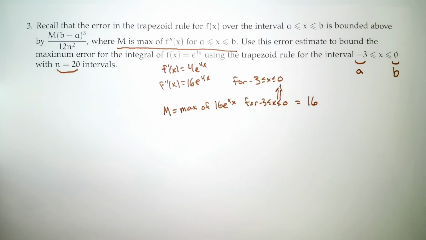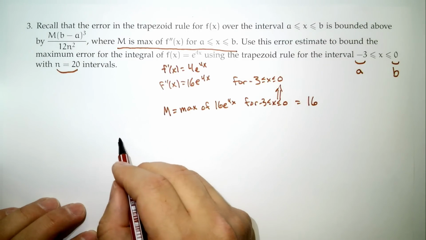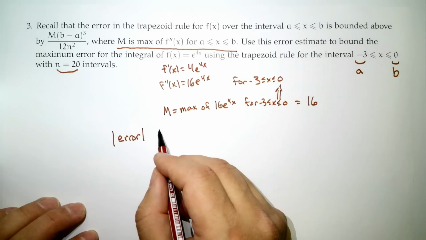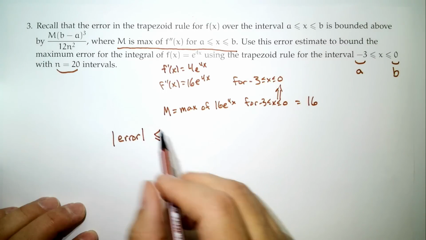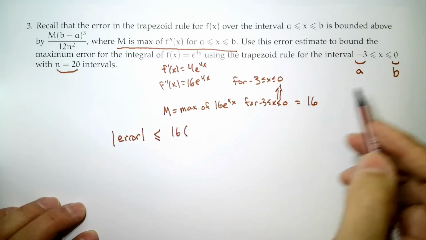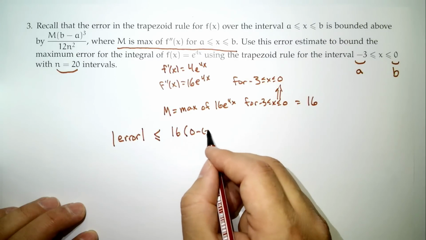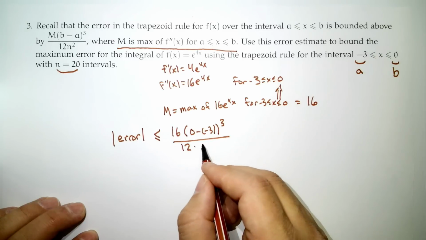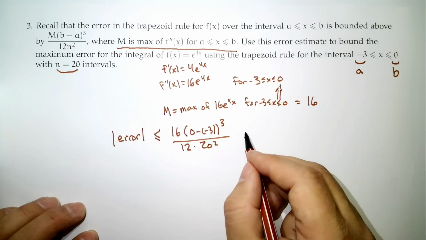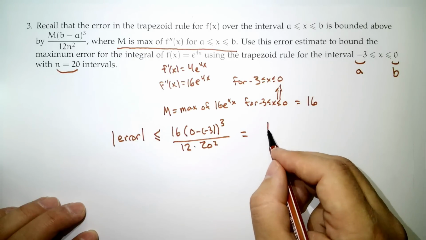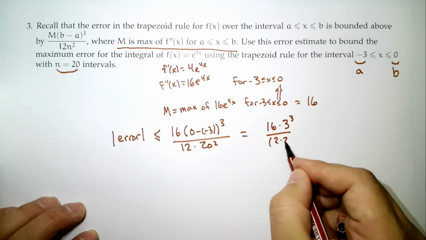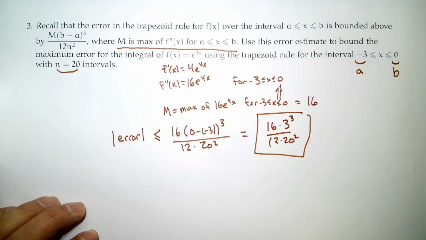So now our error, well, we can say the absolute value of the error is less than or equal to, we plug in what we know. We know M, that's 16. (b minus a) cubed, so 0 minus negative 3 cubed, divided by 12 times 20 squared. And, well, you don't really have to simplify. That's 16 times 3 cubed over 12 times 20 squared, and there's the answer. At least there's an answer.